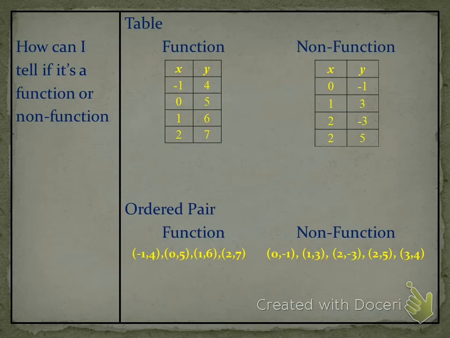Now, how can I tell? Well, there's 4 different representations. The first representation is a table. We've seen what tables look like. Here's one, or here are 2.